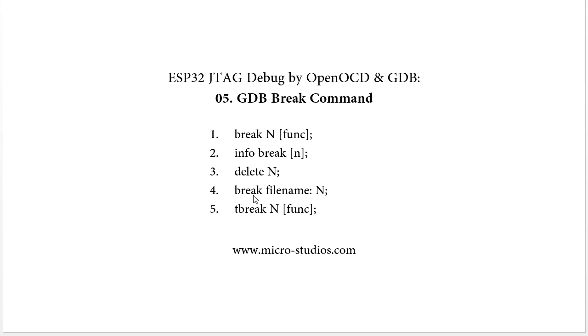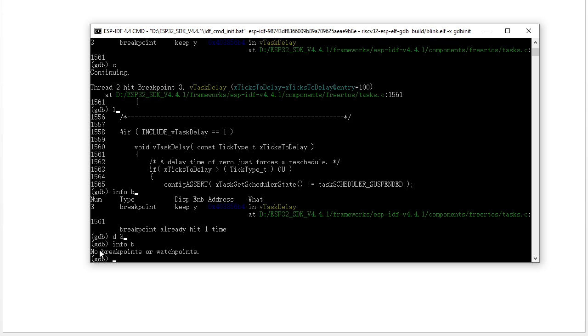Let's take a look at the breakpoint with file and line number. We can set the breakpoint according to the file name and the line number inside the file. Okay. So here we already don't have any breakpoint, and we use the B. We can copy this line. So we set the breakpoint according to this file and this line.